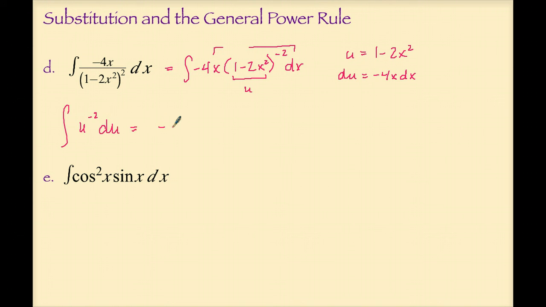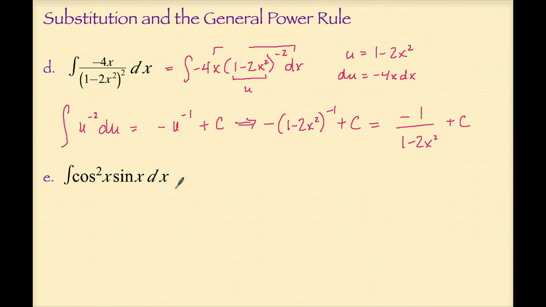Rewriting the integral in terms of u gives us u to the -2 du. Integrating gives me -u to the -1 plus c. But of course I'm going to replace u with the original expression. So this will be negative quantity 1 minus 2x squared to the -1 plus c, which can also be rewritten as -1 over 1 minus 2x squared plus c.